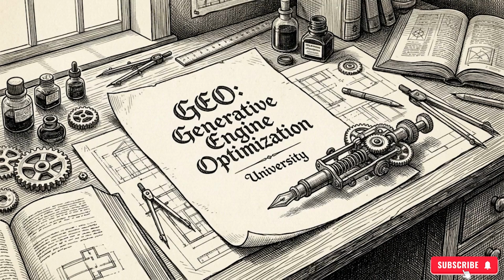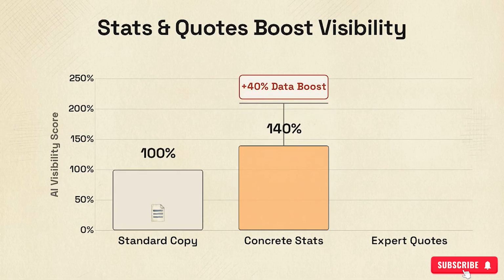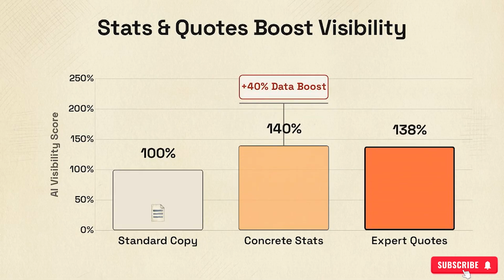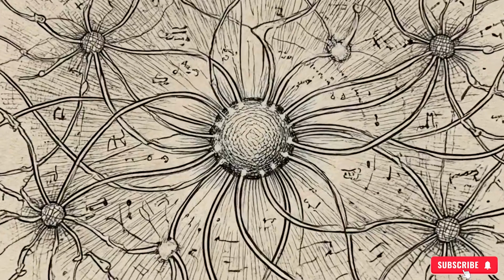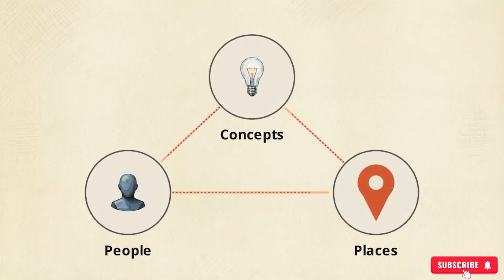Researchers at Princeton University tested how specific data injection affects this filter. Injecting concrete statistics and quantitative data into a text chunk increases its AI visibility by up to 40%. Utilizing direct expert quotations increases that visibility by another 30%. The knowledge graph is an interconnected database of entities, people, places, and concepts, and the mathematical relationships between them.